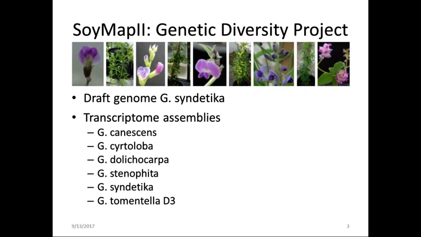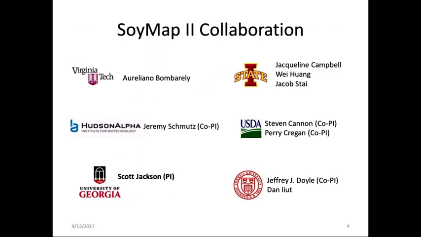This was named SoyMap II, Leveraging Genetic Diversity. And this worked with 6 different wild species from Australia. Over the course of the project, we developed a draft genome for Syndetika, and then 6 genome-guided transcriptome assemblies. This is basically a really big collaboration. There are a number of people working on this, of course my supervisor, Stephen Cannon, and the PI was Scott Jackson from Georgia.